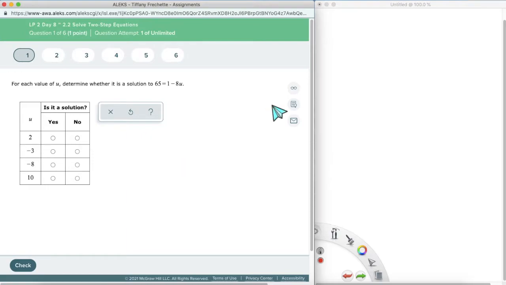All right, let's go ahead and start these 6 questions here. So we're going to solve with 2-step equations. Hopefully that's kind of an obvious name. 2-step means we're going to have to take 2 steps to solve this guy.